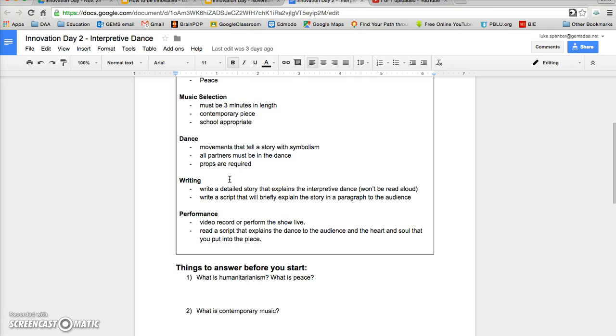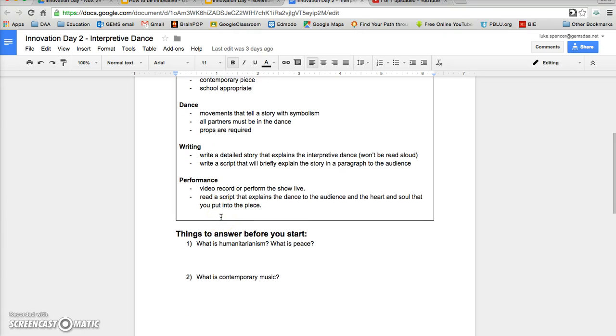Writing: you need to write a detailed story that explains the interpretive dance. Now it won't be read aloud to anyone, but it just tells us what the dance actually means to the audience. We also want you to write a script that will briefly explain the story of the dance in a paragraph to the audience. So this one is you're briefly taking it to the audience, that way people can understand.